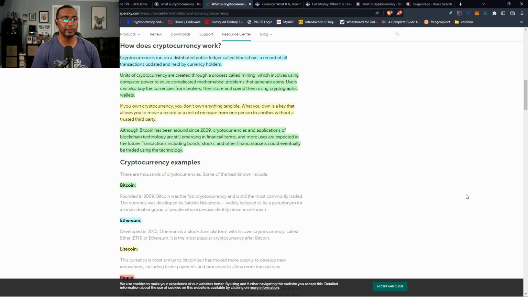If you own cryptocurrency, you don't own anything tangible. What you own is a key that allows you to move a record or a unit of measure from one person to another without a trusted third party. So let's break it down. So you own Bitcoin. You're actually holding what is assumed to be some data that represents or is identified as a coin. And you can send that to a person, store it in another wallet, or send it to an exchange to later be dealt with as you wish. And because you can do this without anyone's permission, you don't need a third party.